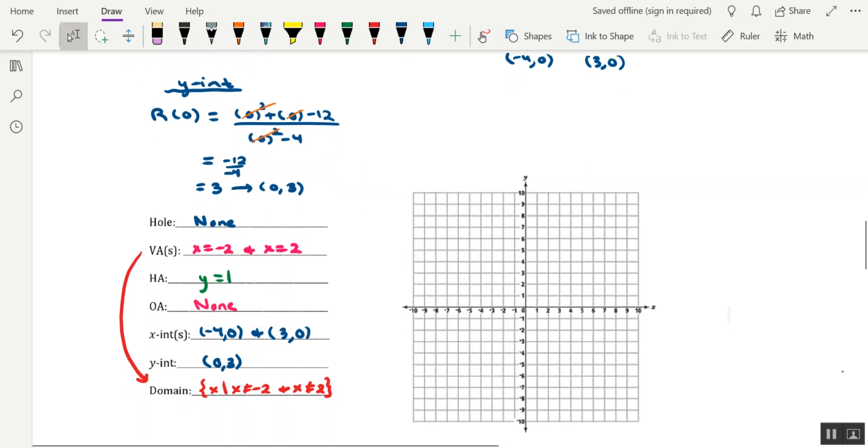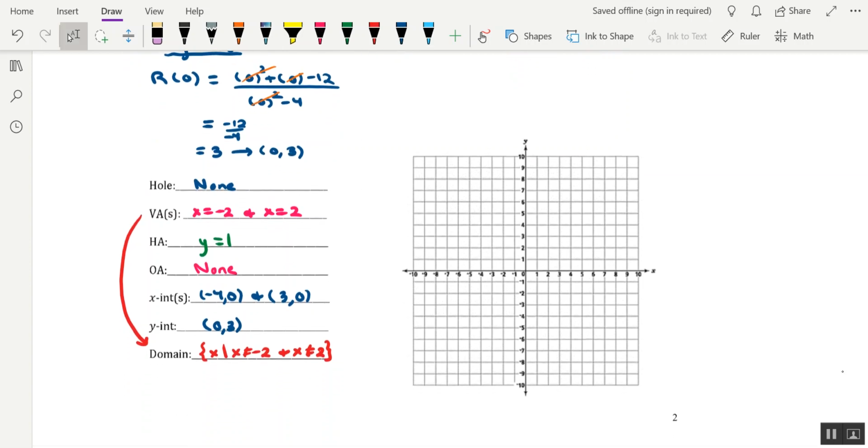Alright, so that's it for the laundry list of things that we can infer by hand. Now we're going to transfer as much of this information as possible into the coordinate plane. So there's no hole to plot, so there's not going to be an open circle that we have to plot in our graph. But there are two vertical asymptotes.